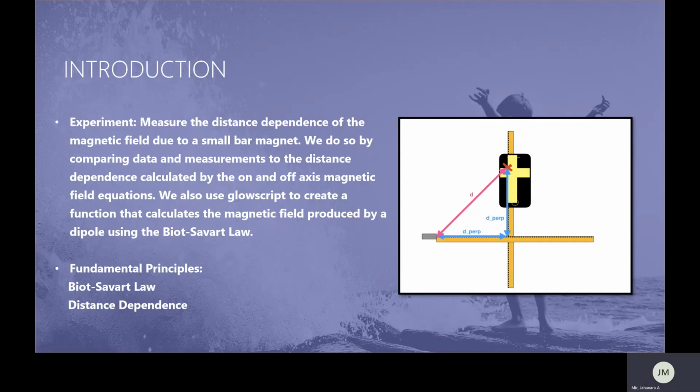In this lab, we were to measure the distance dependence of the magnetic field due to a small bar magnet. We do so by comparing data and measurements to the distance dependence calculated by the on and off axis magnetic field equations. We also use GlowScript to create a function that calculates the magnetic field produced by a dipole using the Biot-Savart law. Some of the fundamental principles include the Biot-Savart law, which is basically the equation for the magnetic field of a bar magnet. We also have distance dependence, which states that the magnitude of the magnetic field decreases as the observation location is moved farther from the bar magnet.